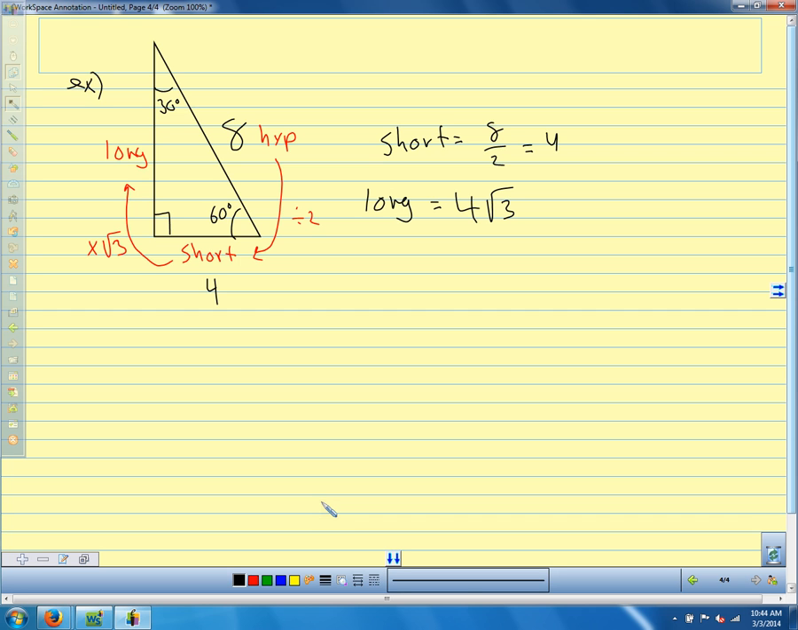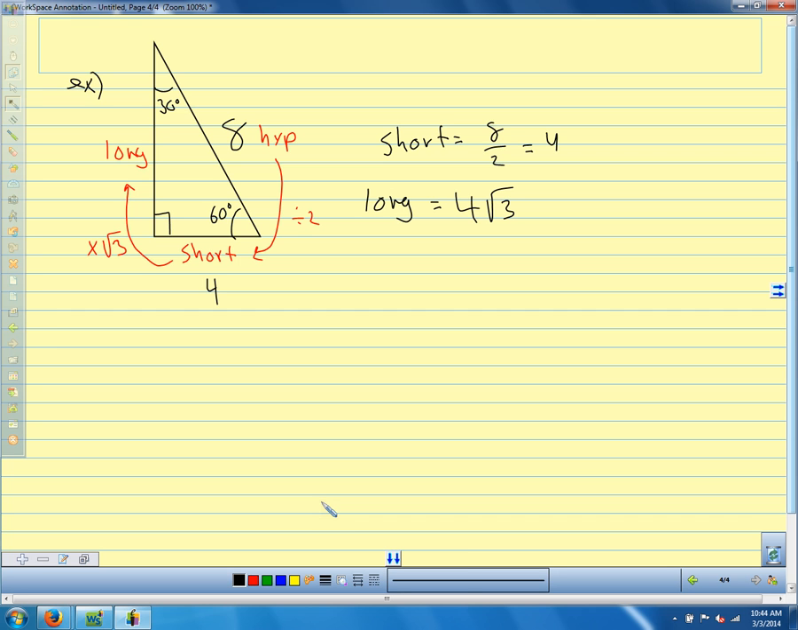So basically, 2 rules to remember. For 45, 45, 90, we either multiply by the square root of 2 or divide by the square root of 2. For 30, 60, 90, we either multiply by 2 or multiply by the square root of 3. Go the other way, we divide. So just a few rules to remember about our special right triangle.